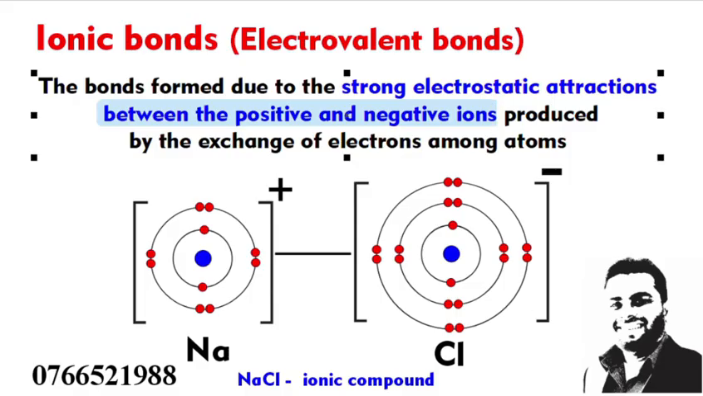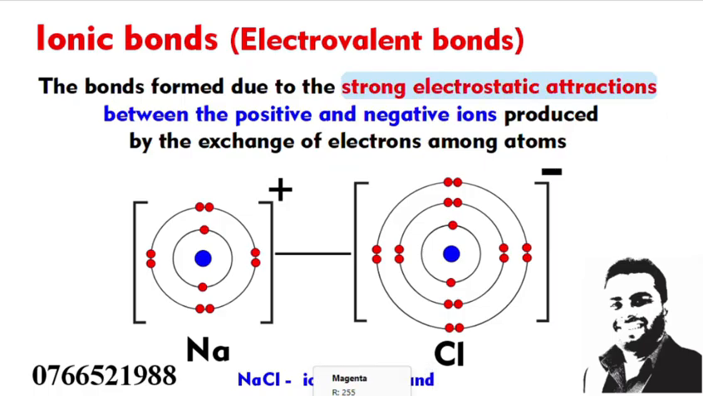We have learned that positive and negative, opposite charges, attract each other. Same charges repel each other. So the opposite charges attract each other. So when you have positive and negative ions, they attract each other electrostatically. So they make a compound or a bond.